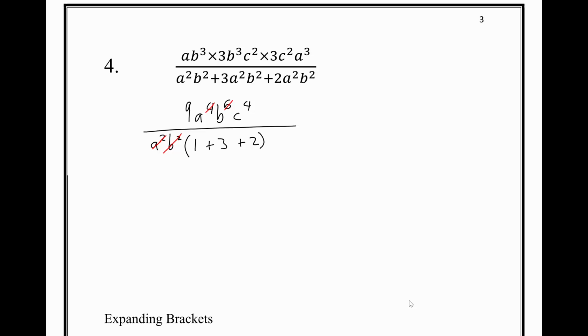Additionally, the bracket on the bottom, as we can see, is just 1 plus 3 plus 2, which will end up being 6. So what we end up with is 9a squared b to the power 4 c to the power 4 divided by 6. 9 divided by 6 we know is 3 divided by 2, which means we will end up with 3a squared b to the power 4 and c to the power 4 divided by 2.